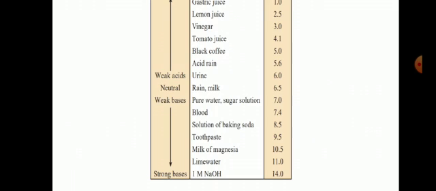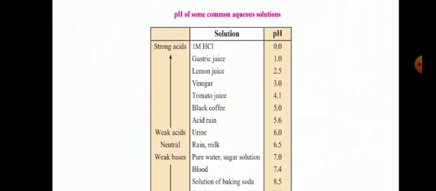When the pH value is between 0 to 7, the solution is acidic in nature. When the pH value of solution is 7, then the solution is neutral in nature. And when the pH value lies between 7 to 14, then the solution is basic in nature. Strong base, 1 molar NaOH has pH 14 and 1 molar HCl has pH 0.